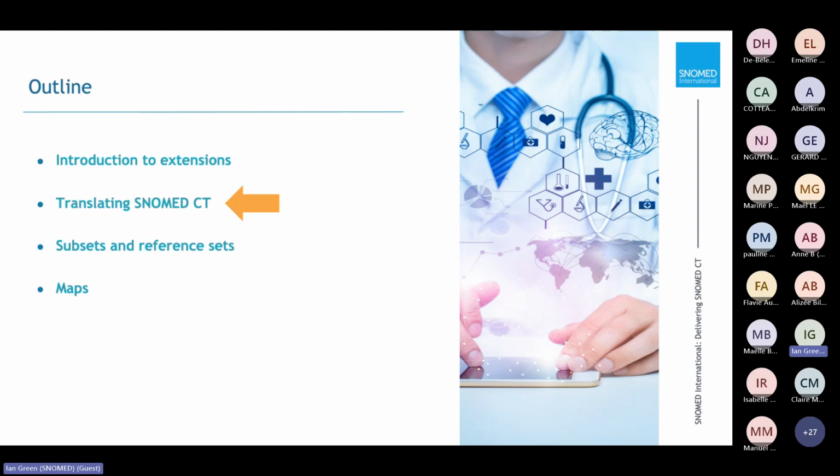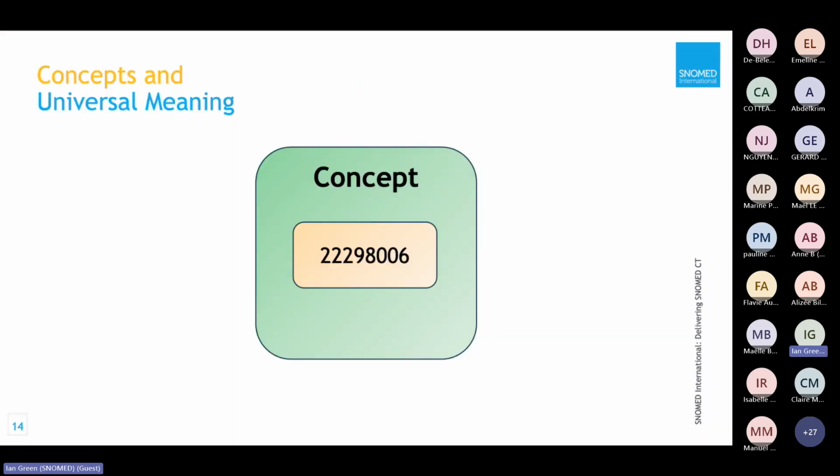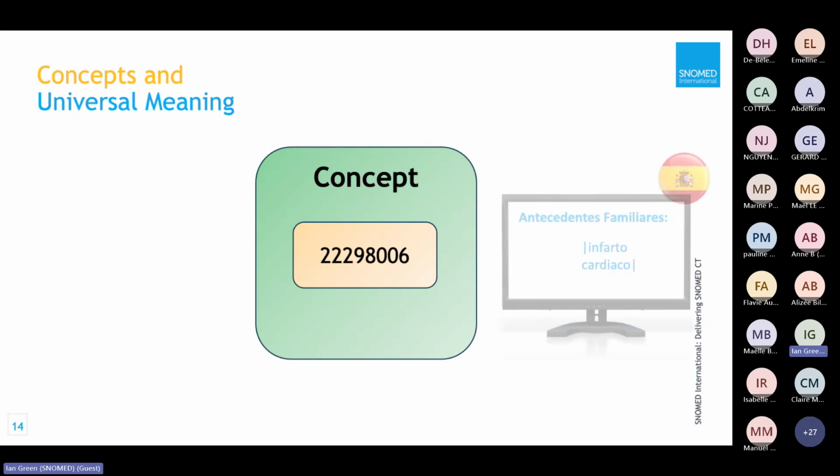Okay, so in the interest of time, translation. Translating SNOMED CT is a whole industry in itself, but let's give you the basics and then we can see where we go with the discussion. So within SNOMED, you have a concept. So you have a unique concept ID, that's one. So 2229806. And to that, depending on where you are in the world, you add some descriptions, some terms. So if you're in, I'm not going to try and say this, it's too early in the afternoon, right? So if you're in Spain, you do that.